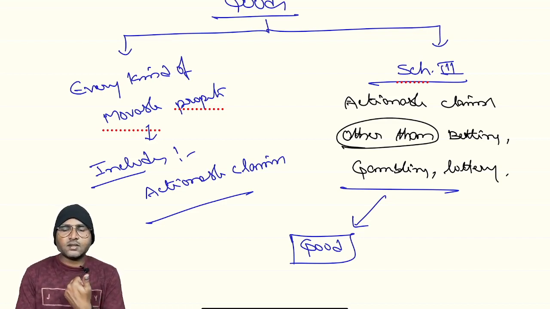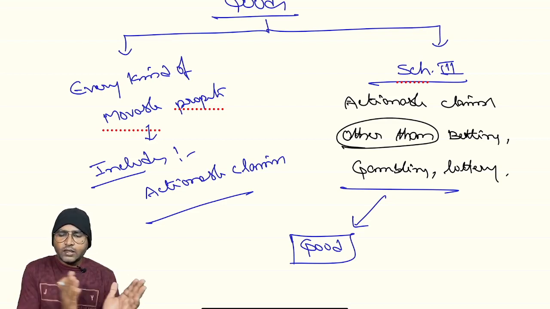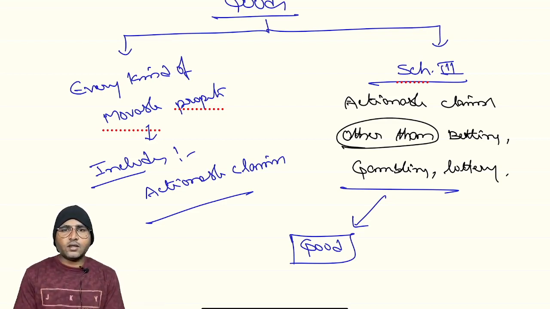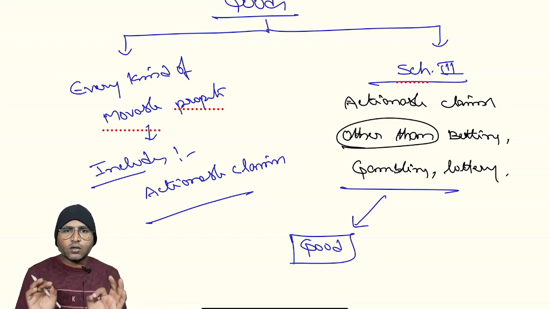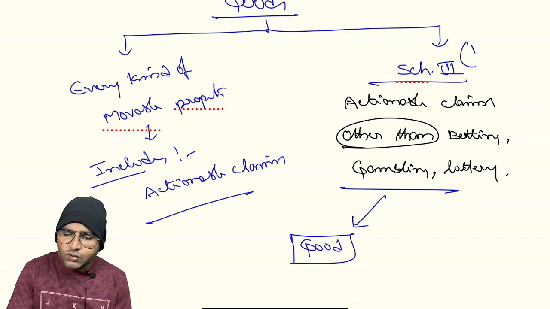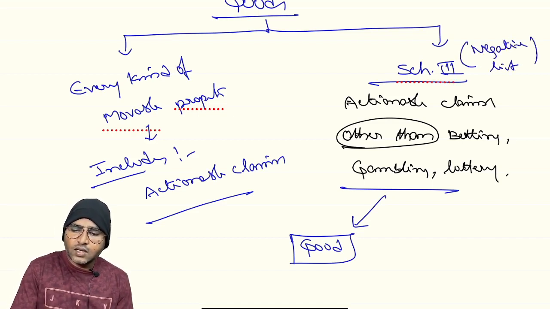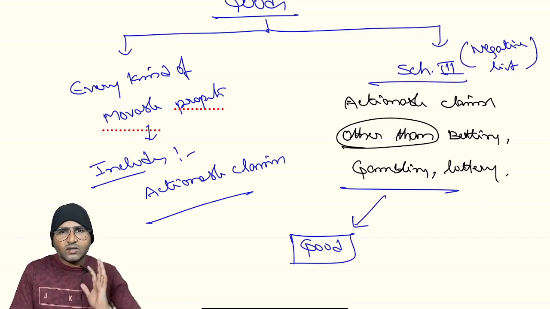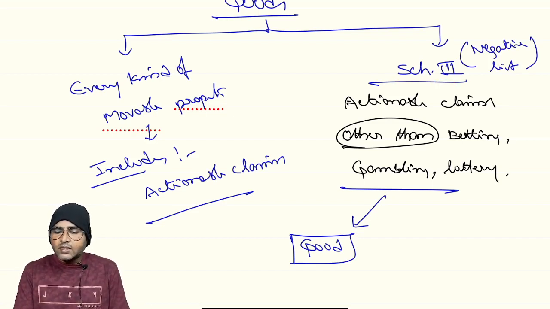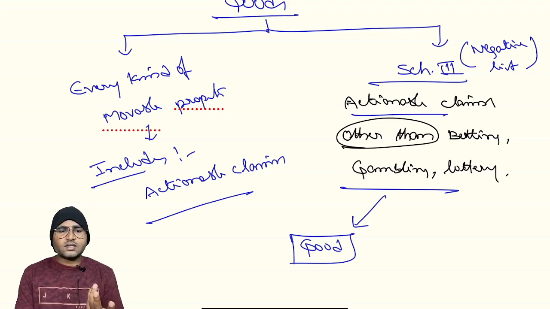What are those three things? Betting, gambling and lottery. So by reading both provisions together, we can conclude only betting, gambling and lottery will become goods. Schedule 3 is a negative list, no? The matter which is covered under Schedule 3 is neither a supply of goods nor a supply of services, right? So actionable claims are neither a supply of goods nor a supply of services.